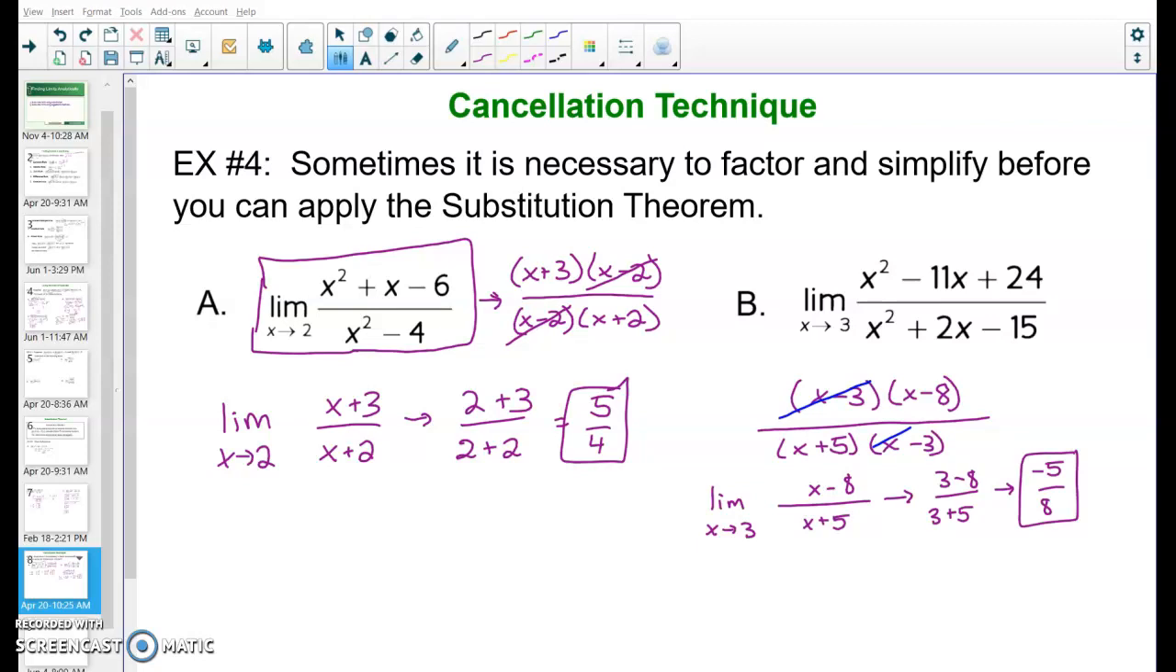Okay, hopefully you factored that. The top factors to x minus 3, x minus 8. Your denominator factors to x plus 5, x minus 3, and then you're able to cancel out. And then once you cancel it out, we're doing this process here at the bottom to plug in, direct substitution, plug in 3 for x and simplify, and then you get a -5 over 8.